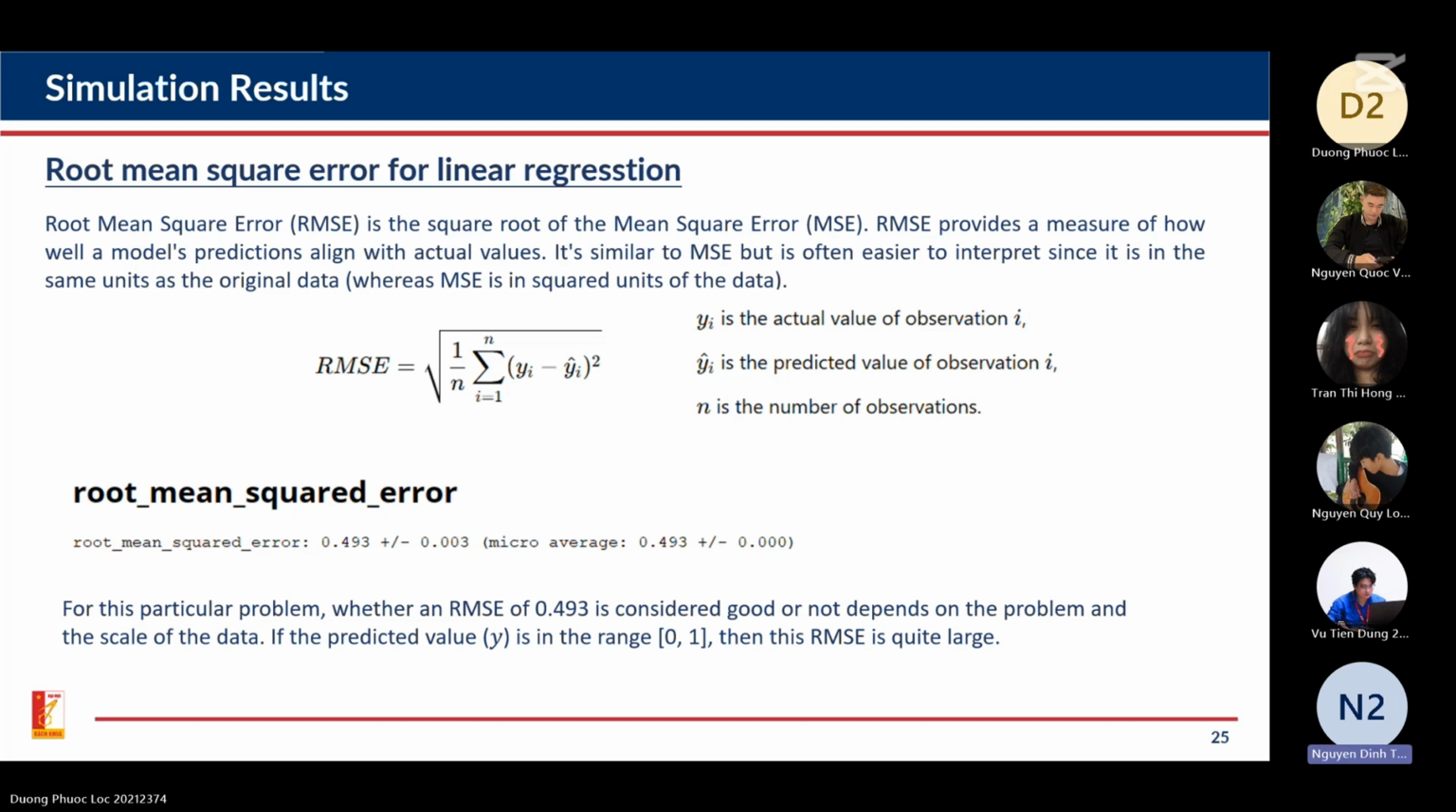In this case, we have the root mean square error about 0.493. For this particular problem, whether a root mean square error of 0.493 is considered good or not depends on the problem and the scale of the data. If the predicted values are in the range 0 to 1, then the root mean square error is quite large.